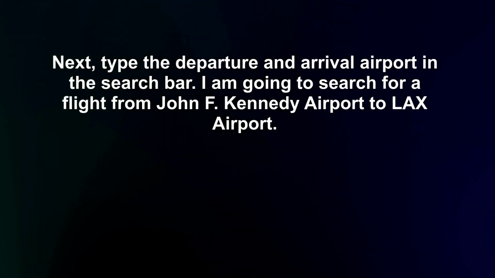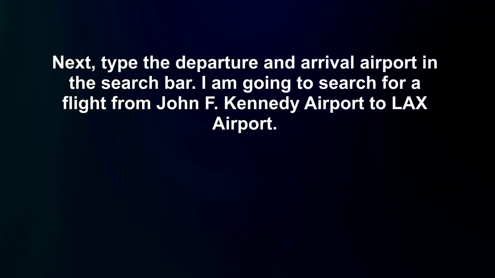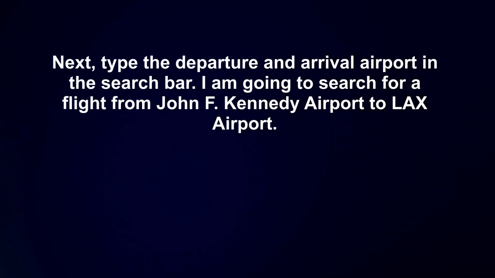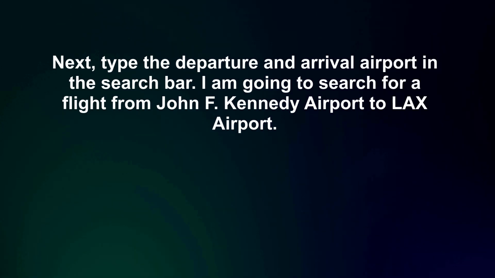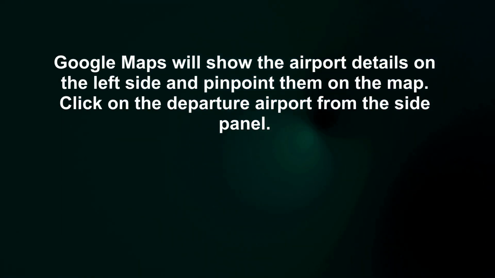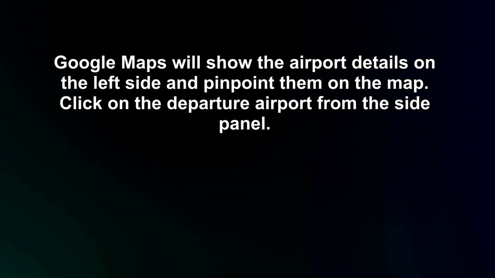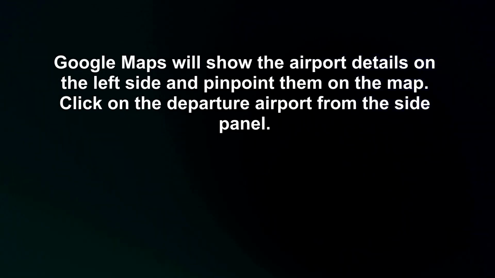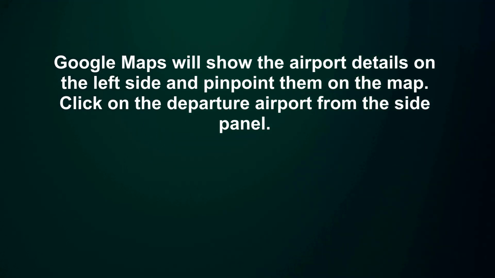Next, type the departure and arrival airport in the search bar. I am going to search for a flight from John F. Kennedy Airport to LAX Airport. Google Maps will show the airport details on the left side and pinpoint them on the map. Click on the departure airport from the side panel.